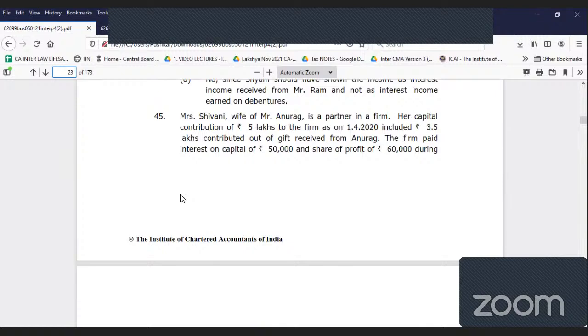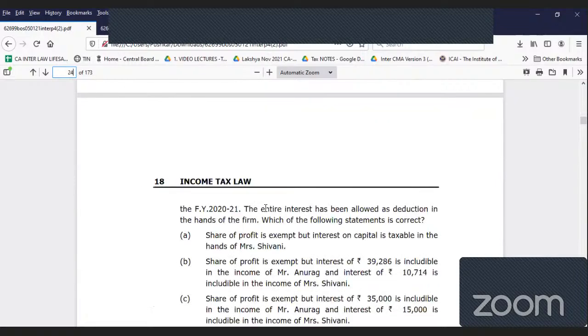Question 45. Mrs. Shivani, wife of Mr. Anurag, is a partner in a firm. Her capital contribution of rupees 5 lakhs to the firm as on 1st April 2020 included rupees 3.5 lakhs contributed out of gift received from Anurag. The firm paid interest on capital of rupees 50,000 and share of profit of rupees 60,000 during the financial year 2021. The entire interest has been allowed as a deduction in the hands of the firm. Which of the following statements is correct?